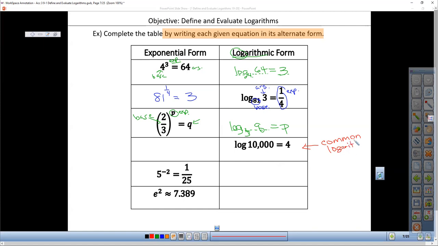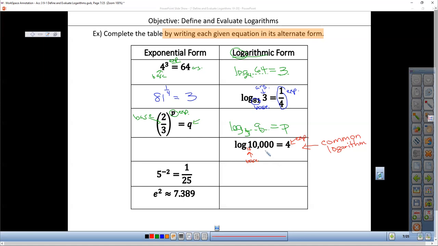When we don't see the subscript base, it is always understood to be a base of 10. Always. That's what we call the common logarithm, a base 10 logarithm. So that tells us that our base is a 10, which we don't see written. What we're equal to, remember, is our exponent, because logarithms are always equal to our exponent, and that leaves the 10,000 to be the argument.